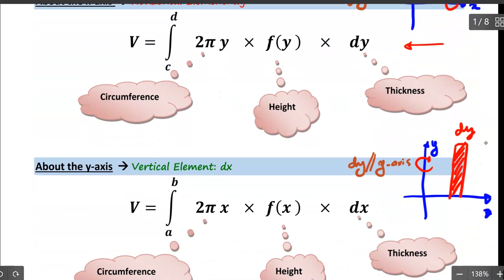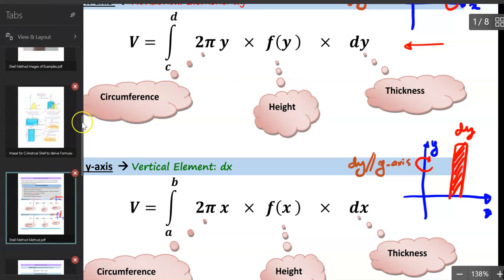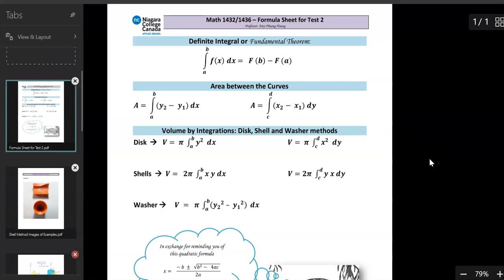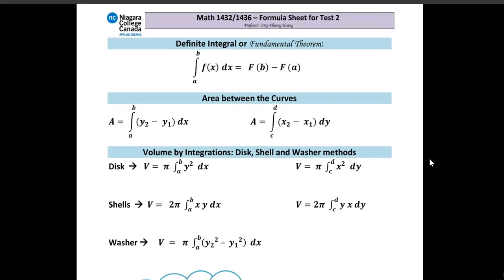Before I get into explaining why we have these formulas, I would like to go to our formula sheet. I prepared this formula sheet for everyone, and in the previous lesson I also showed this sheet, where we talked about the disk method. In this lesson we are going to talk about the shell method. Each of them has two formulas for you to choose from.